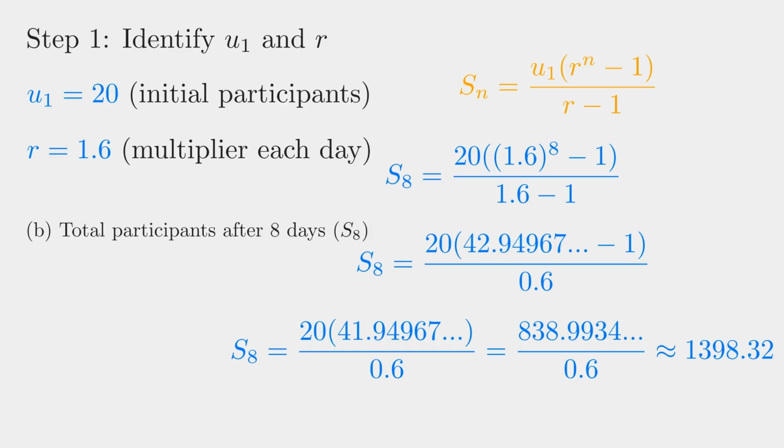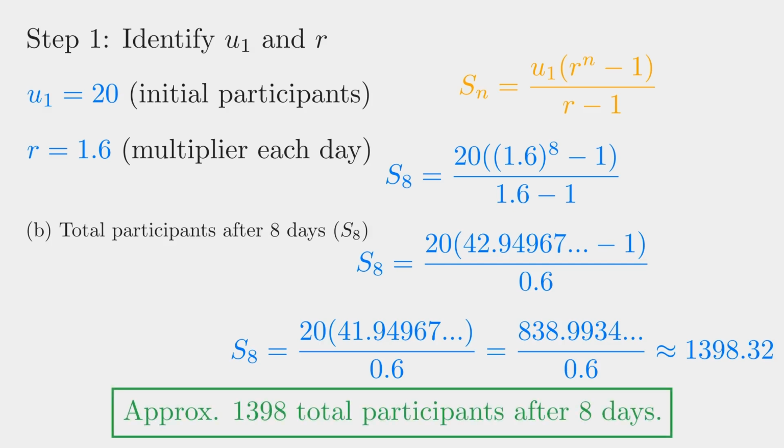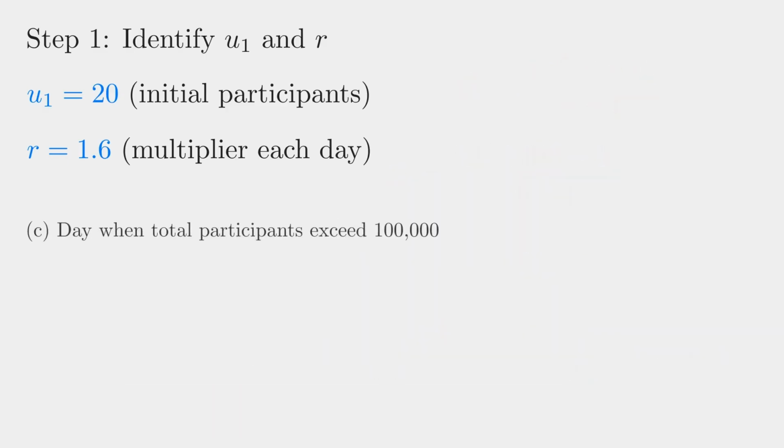Now this approximately gives us 1398.32. Rounding for participants, and since we don't have a fraction of a participant, we have approximately 1398 total participants after 8 days. Finally, in part C, on which day will the total number of participants first exceed 100,000?